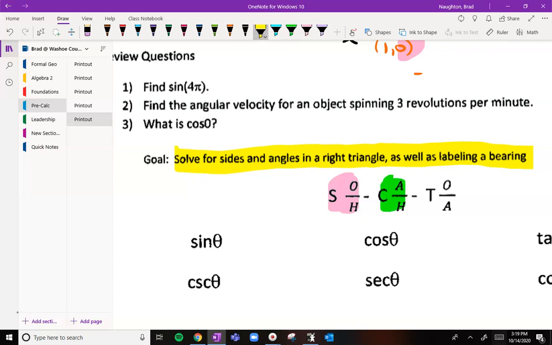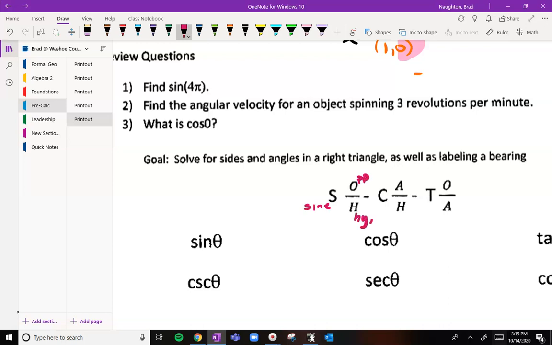SOHCAHTOA. If you don't, go ahead and hit the pause button and Google SOHCAHTOA, and it'll come back. It just tells us how to set up our trig functions. So S obviously stands for sine, and then O is opposite, H is hypotenuse, A is adjacent. Ladies and gentlemen, this is going to be super important for us today when we set up our sides. Crucial. So let's write this up.